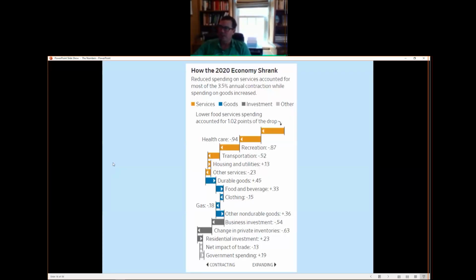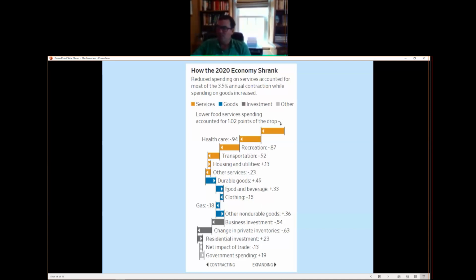And then this is just from the Wall Street Journal. Last year, the economy contracted by about 3.5%, but not everything contracted. So where did we contract? Places like healthcare, which sounds weird, but you know that. Nobody did anything elective last year, right? No one had surgeries or things that weren't required. Definitely recreation and transportation contracted.